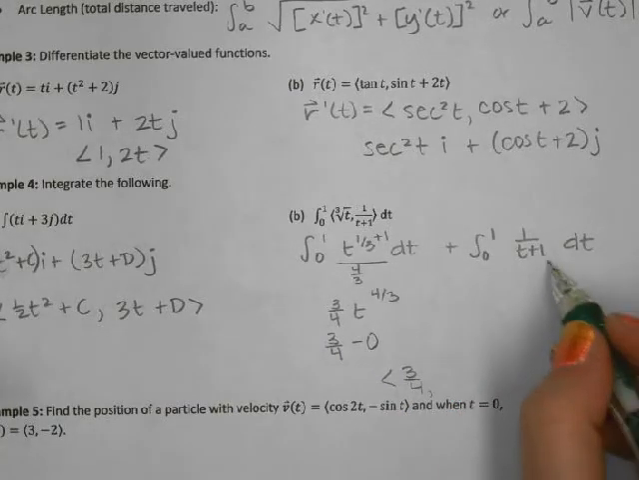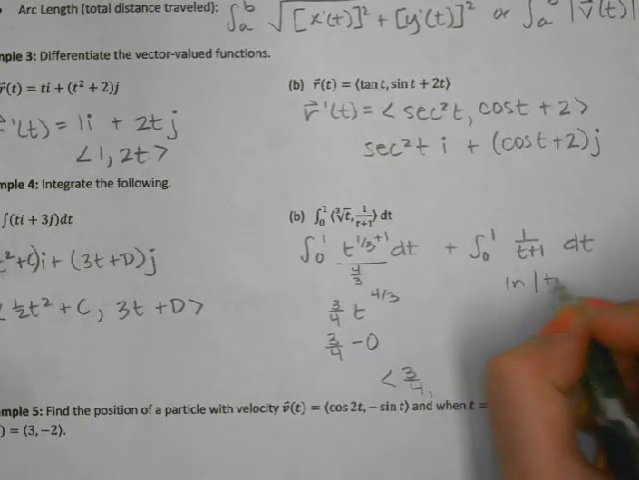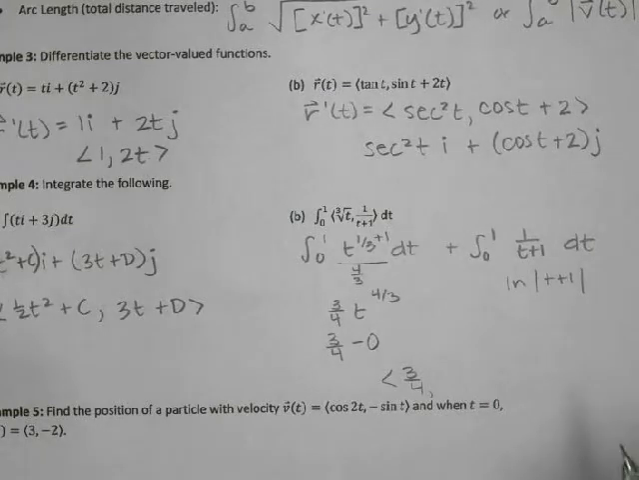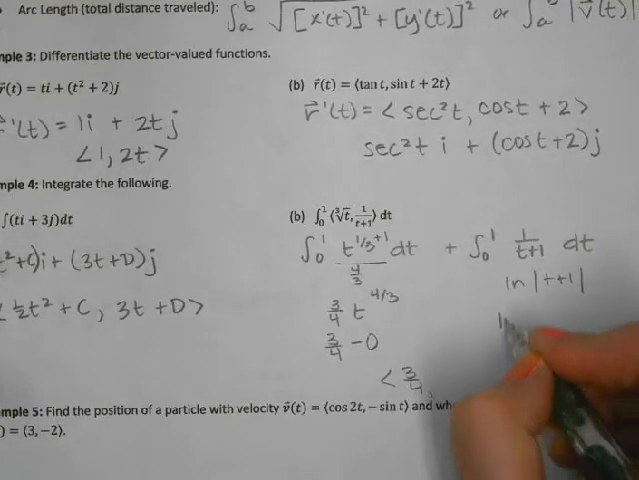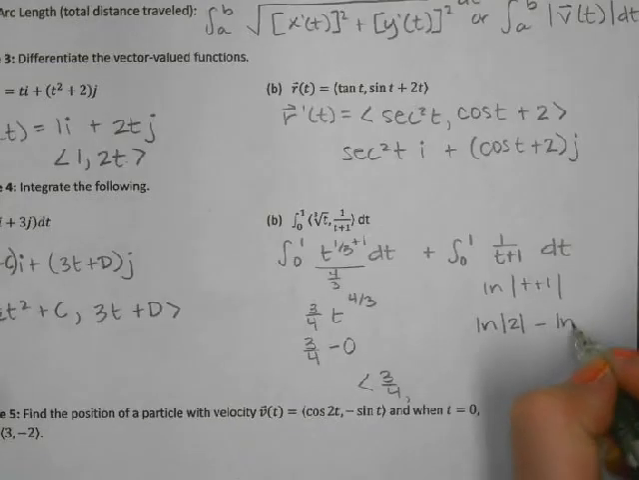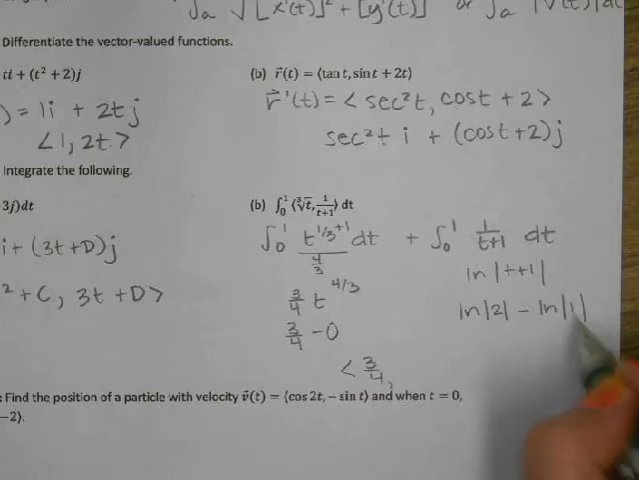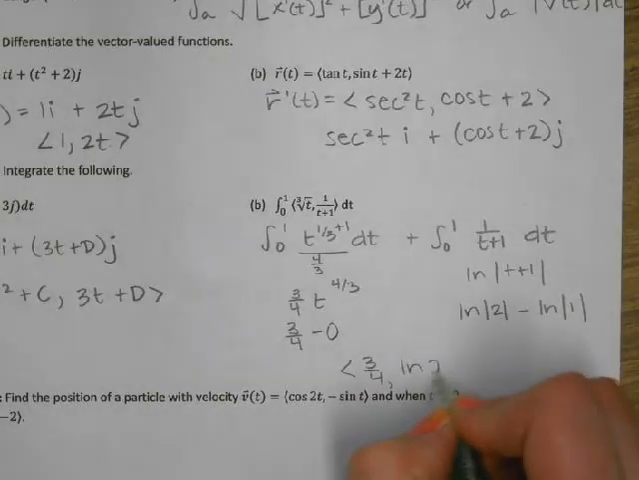And then over here, when I take the integral of this, I'm going to get ln of t plus 1. And when I evaluate that at 1, I get ln of 2. And when I evaluate that at 0, I get ln of 1. And ln of 1 is actually 0. So this would be ln 2.